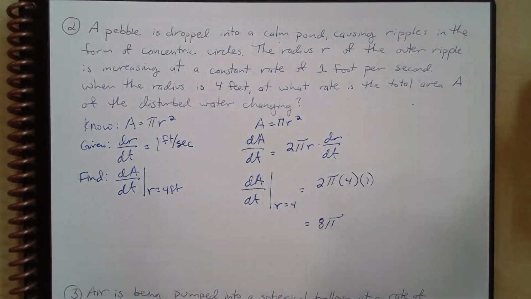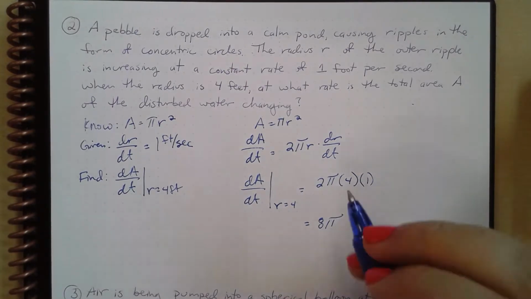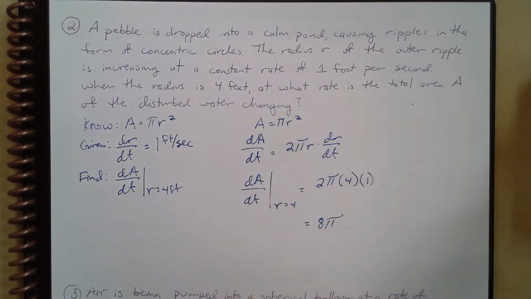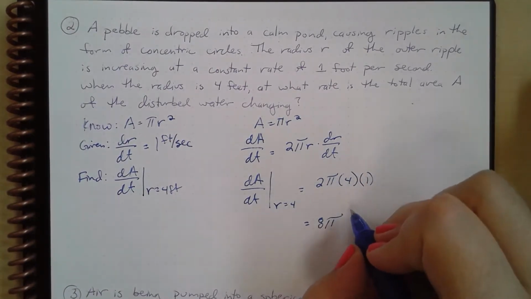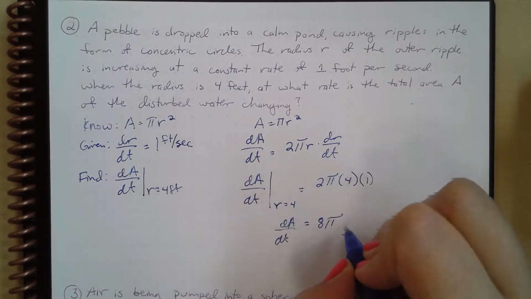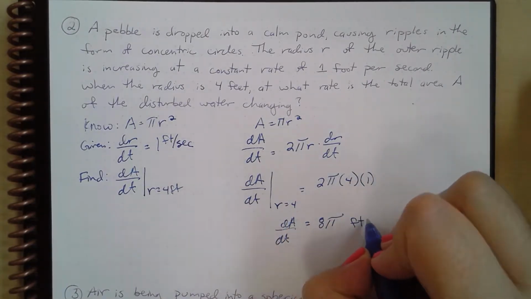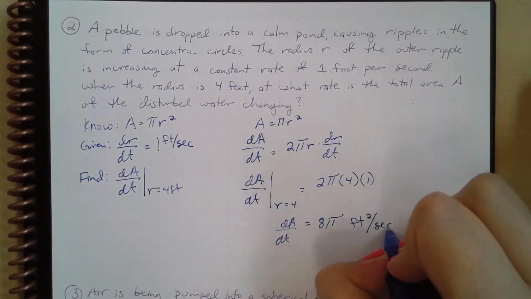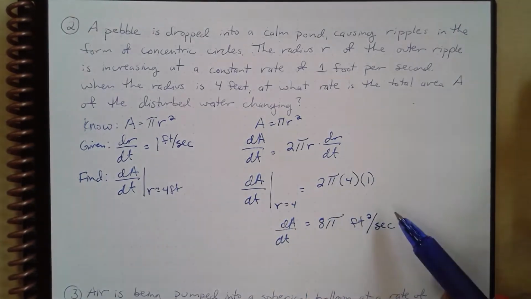And because this is area, I need to actually label this. And this is important to remember. If you do not label on the AP Calc exam, you can lose points. So you can sometimes get 1 point purely for just labeling your information. So I need to write 8 pi, so dA over dt is equal to 8 pi feet squared per second, right? Because I'm talking about area, so it should be feet squared.